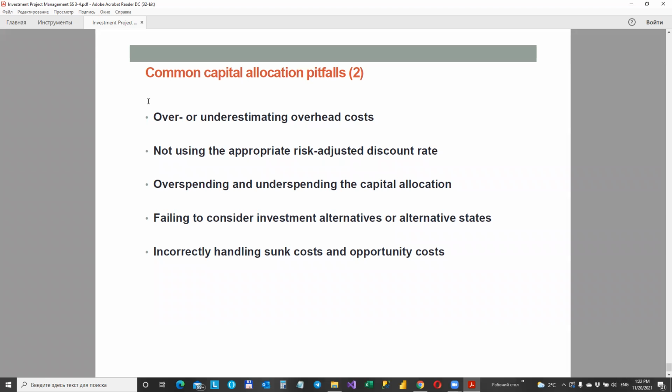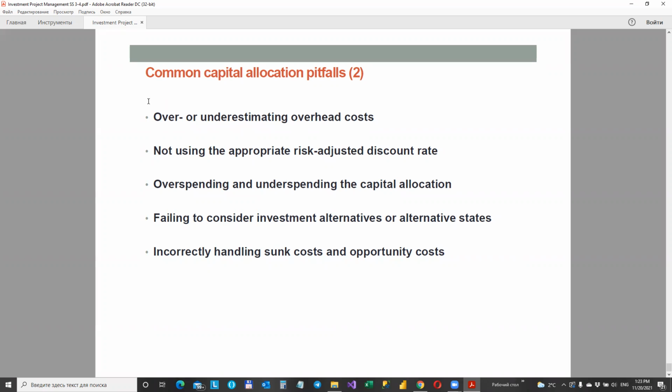economically sound and effective. The next pitfall is failing to consider investment alternatives or alternative states. Generating good investment ideas is the most basic step in the capital allocation process, and many good alternatives are never even considered at some companies. In addition, many companies fail to consider different states of the world, which can be and should be incorporated through break-even scenario and simulation analysis or whatever.